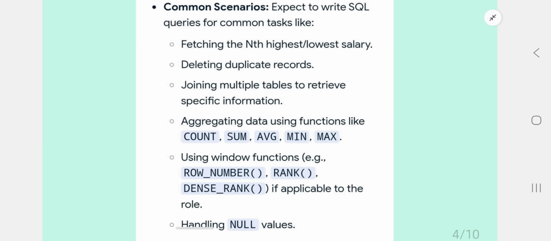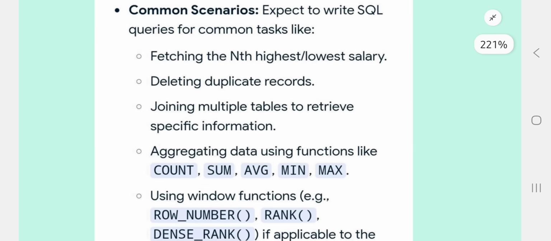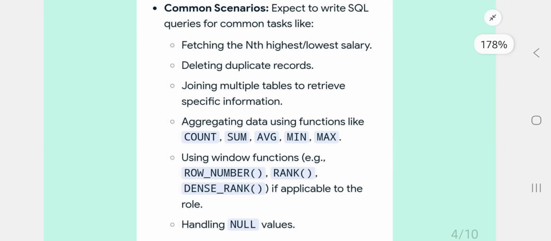Also, on the SQL topic, I have already shared a screenshot in the group. You can check the screenshot. You can expect to write SQL queries for common tasks like deleting duplicate records, highest or lowest salary, joining multiple tables to retrieve specific information, handling null values, and using window functions, for example row number and rank. All these are important, but the highest salary question is mostly repeated.